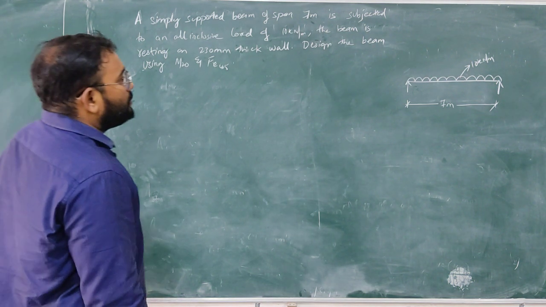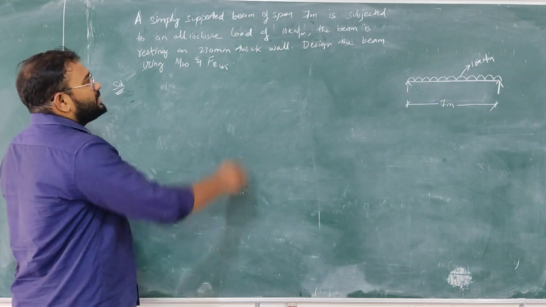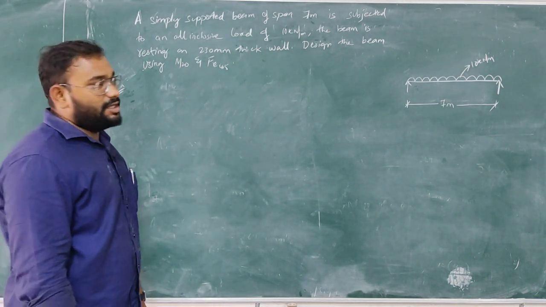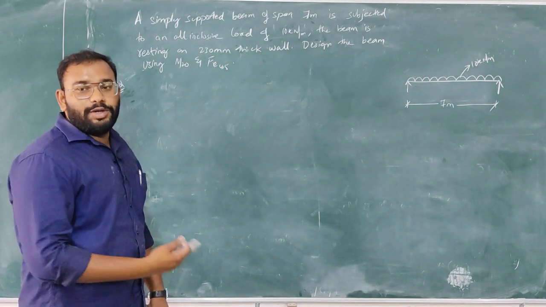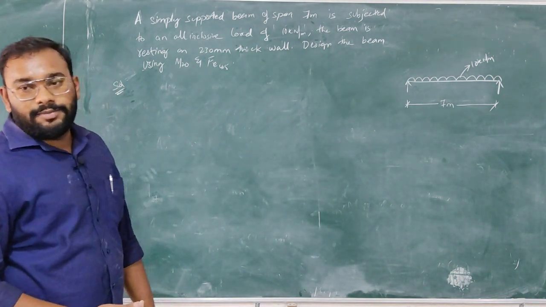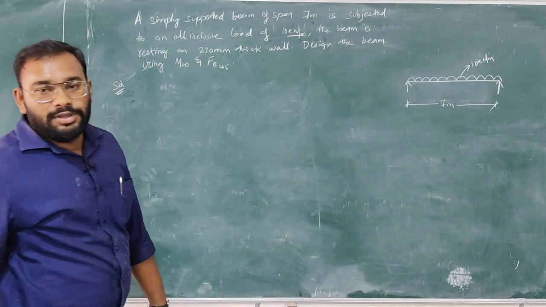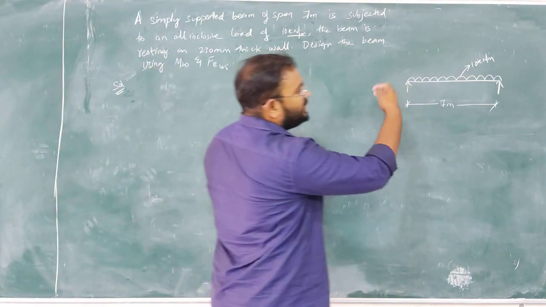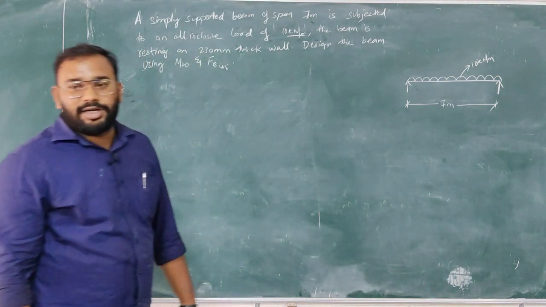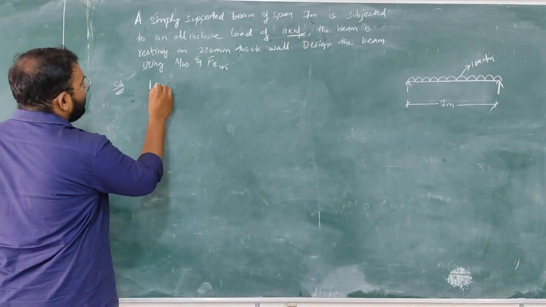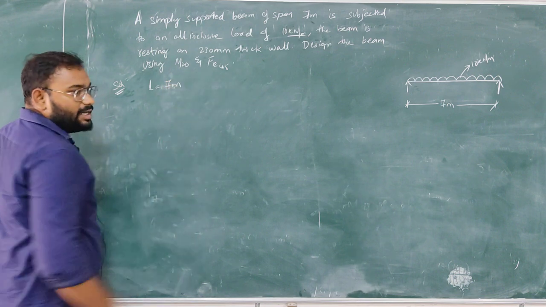Also, the question never mentions what type of load this is, whether it is a point load, a UDL, or a UVL. So based on the units you need to decide the type of load. Generally kilonewton per meter will be a uniformly distributed load. So first, the span given to you is 7 meters.